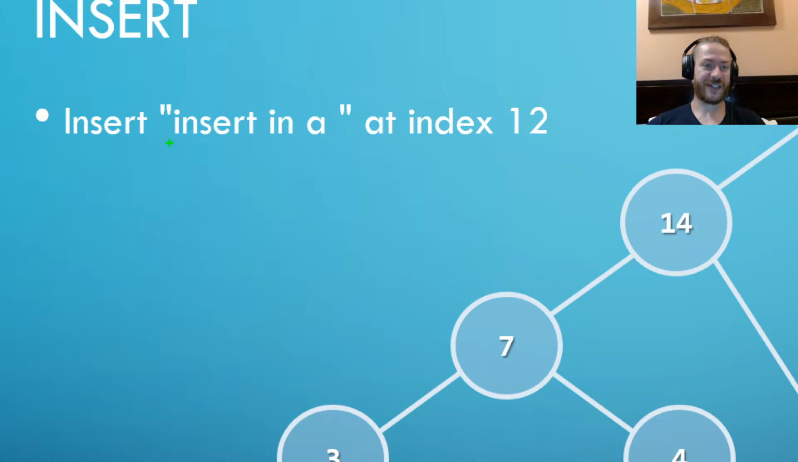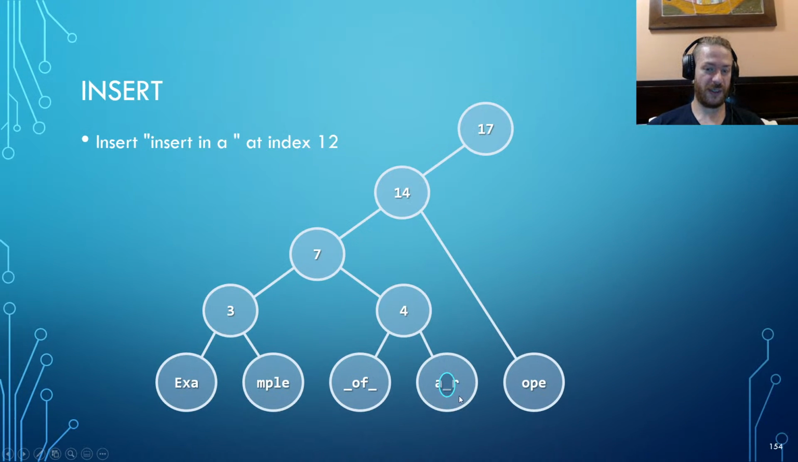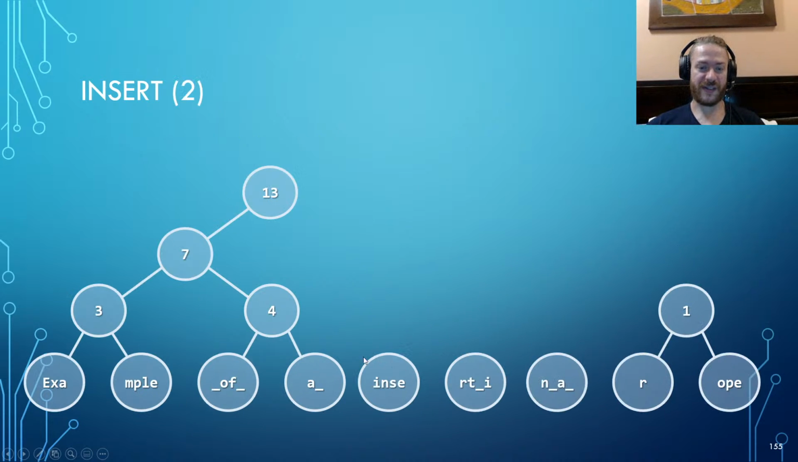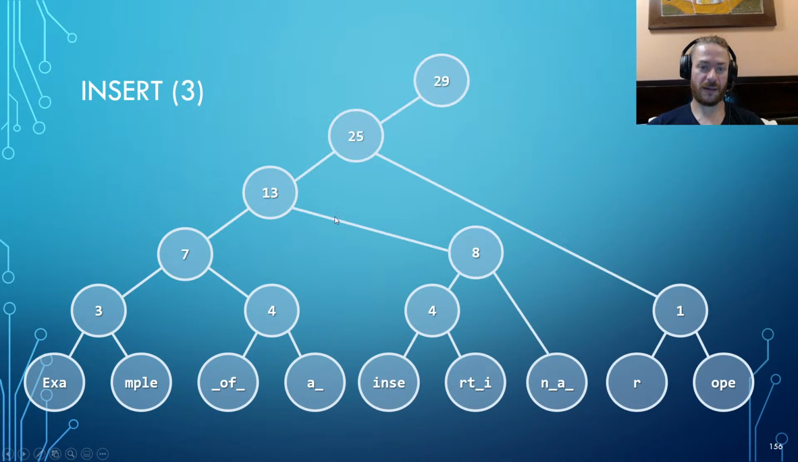If we want to insert in A at index 12, we first need to locate it, and then we need to split. This is the split result. And to insert values, we just need to split the inserted values into nodes and build the rope from them. And then we need to connect it. That's how a rope works.